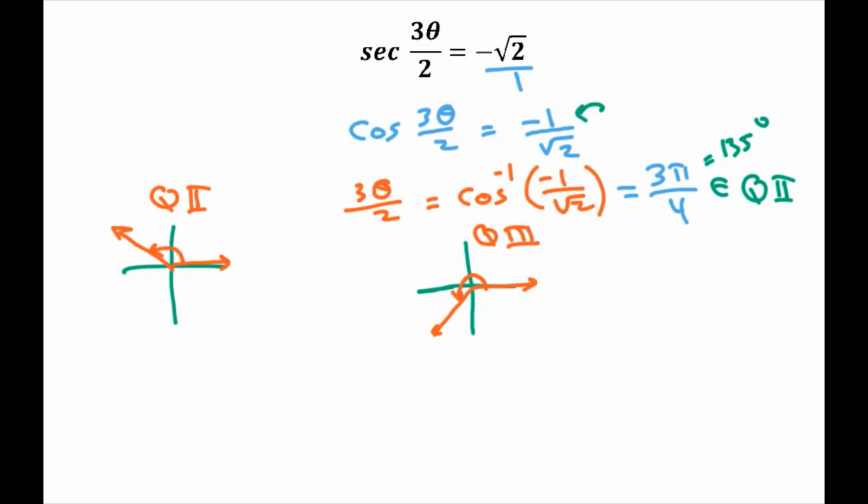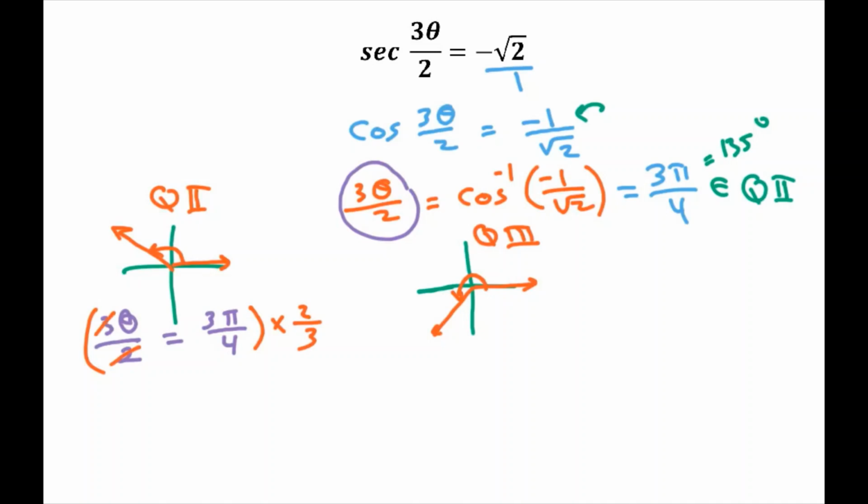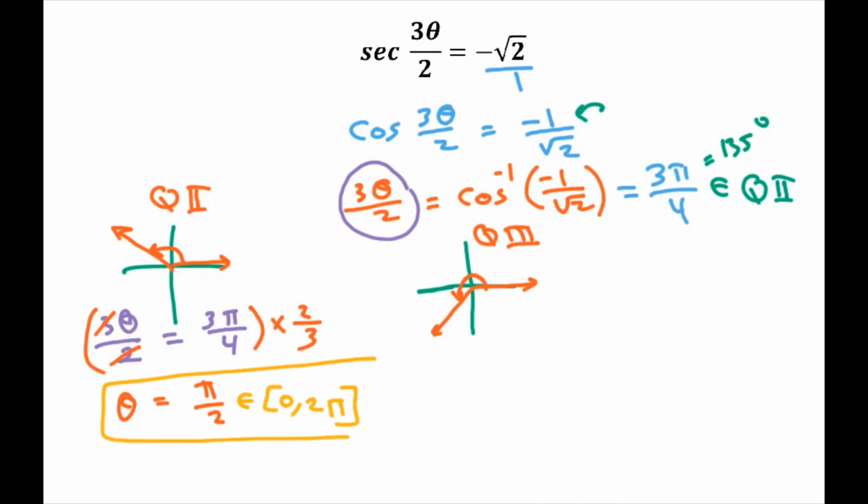3 pi over 4 is an angle in quadrant 2. So that's going to be my first angle, but it's not theta, it's 3 theta over 2. Now if you multiply both sides by 2 over 3, this is going to get rid of the coefficient of theta, and that's going to be equal to pi over 2. And this is an angle between 0 and 2 pi. That's 90 degrees, by the way. So that's my first angle.